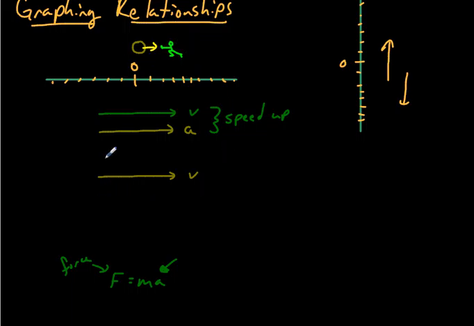So if he's pushing it in that direction, why did my velocity change color? I don't like that color. I want to keep some consistency here.